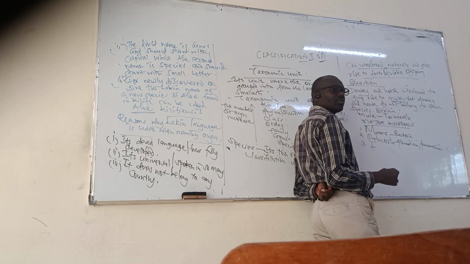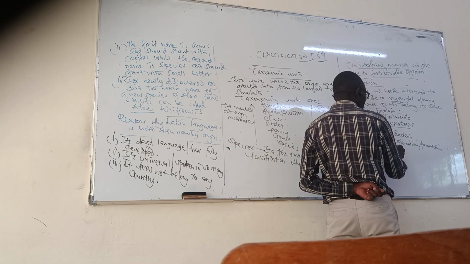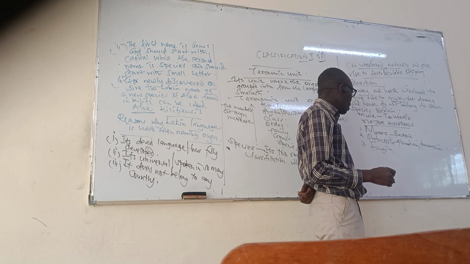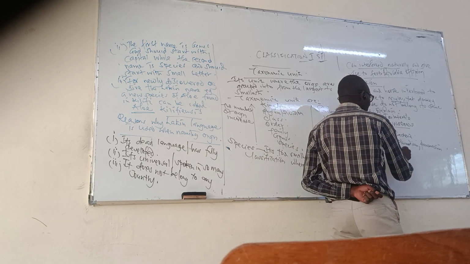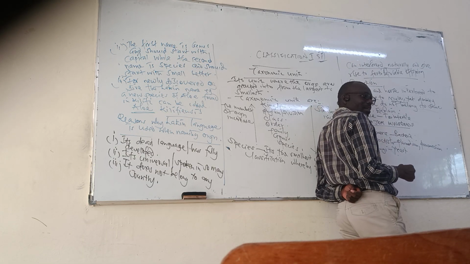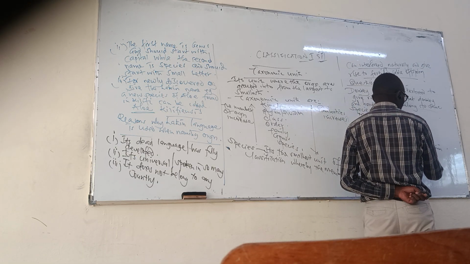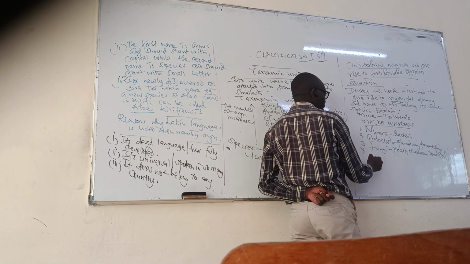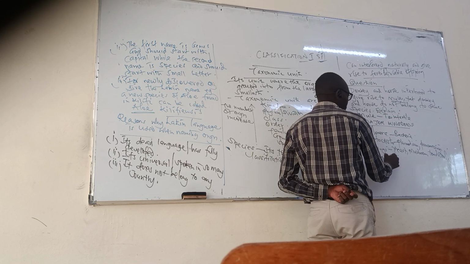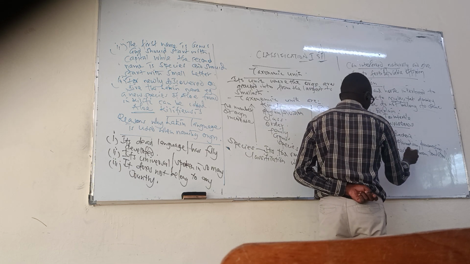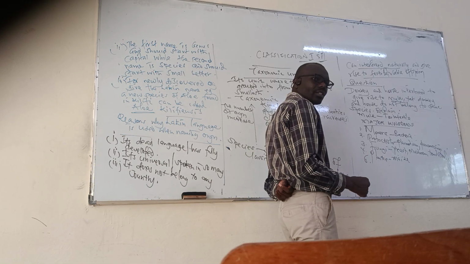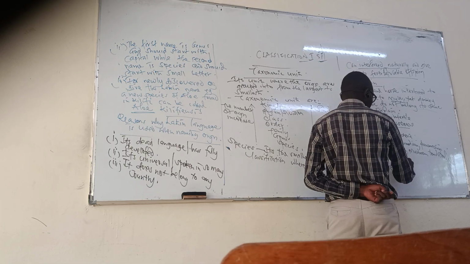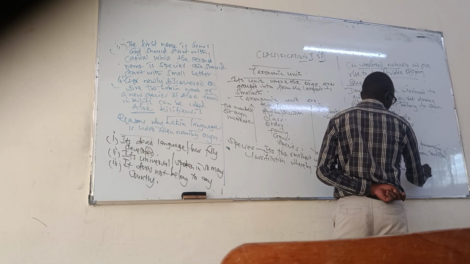Then after that we have kingdom Fungi. Examples of the kingdom Fungi: we have yeast, mushroom, and toadstool. And then number four, we have the kingdom Plantae, like maize, beans, and so forth. And lastly, kingdom Animalia, for example, the human being.